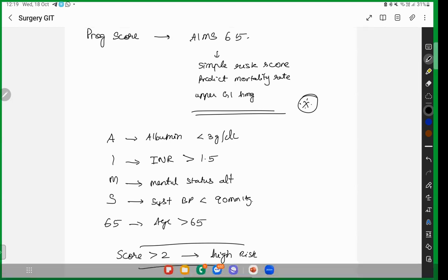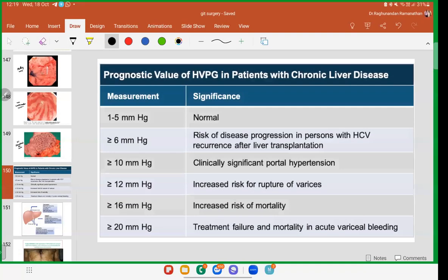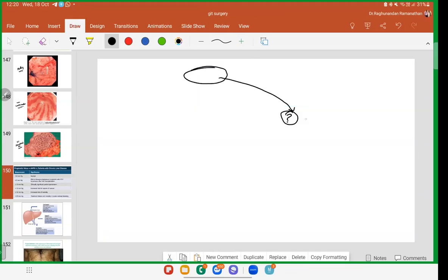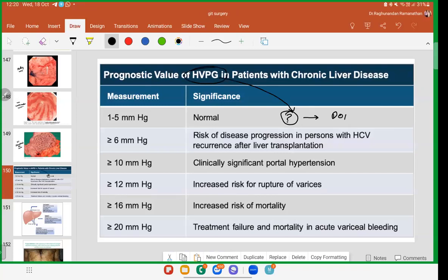Next, we are going to see another prognostic scoring. This prognostic scoring is for the hepatic venous portal gradient. It's a prognostic value of your hepatic venous portal gradient in chronic liver disease. So how are you going to measure this hepatic venous portal gradient? You're going to measure the portal hypertension by Doppler, and then you look at the gradient.